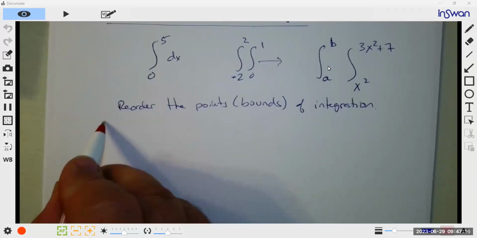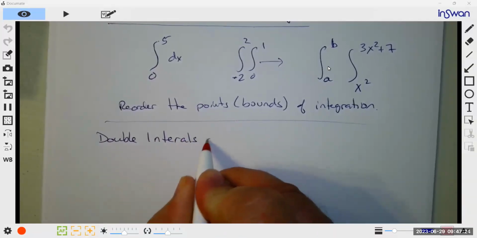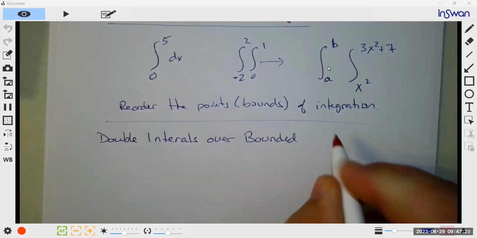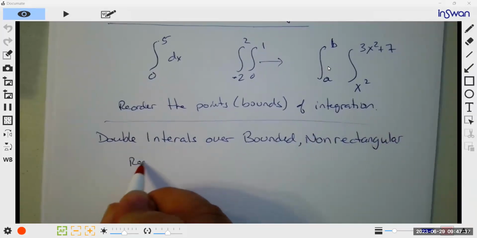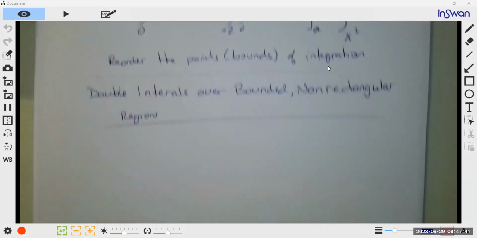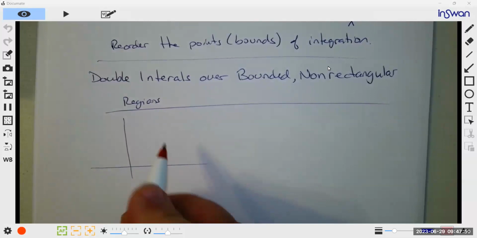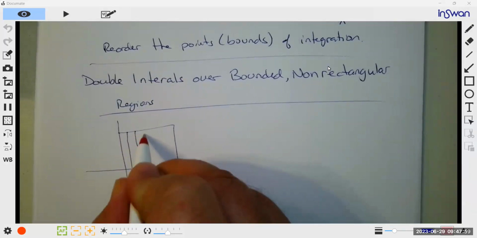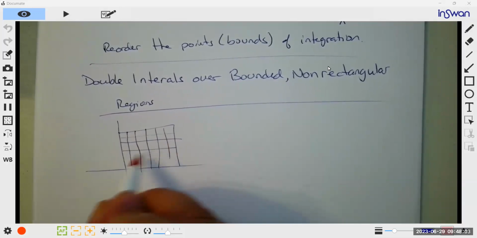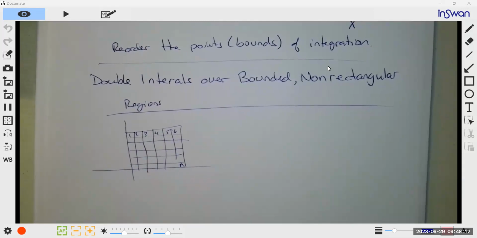All right, so the first section we're talking about is double integrals over bounded non-rectangular regions. Now, why is that important? Because up until now, if we had rectangular regions and we wanted to find the area or the volume of this object, we could make perfect boxes, little rectangles inside there, number those 1 to n, and then take the integral of that and find the volume of the area under that curve.